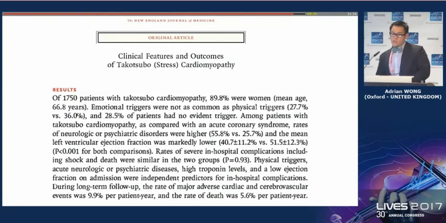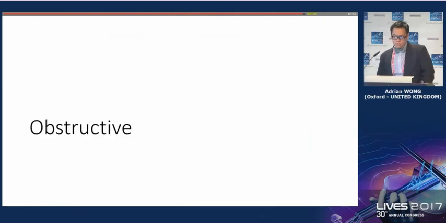Takotsubo cardiomyopathy, or stress cardiomyopathy, is a well-described phenomenon in critically unwell patients. Initially, I think we're probably recognizing it more because critical care echocardiography is becoming more prominent and easily available, and people are diagnosing this more. It has got long-term sequelae to it. So if a patient has been diagnosed with Takotsubo cardiomyopathy, there is an effect to it.